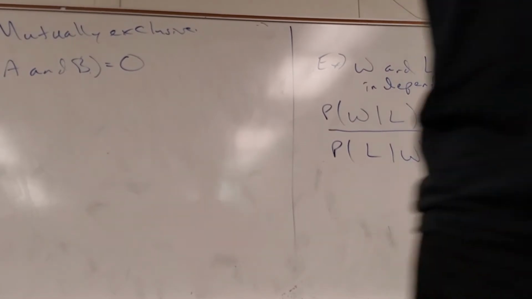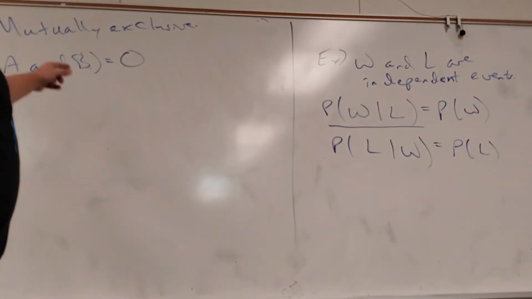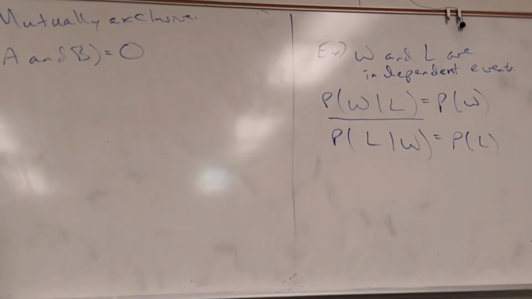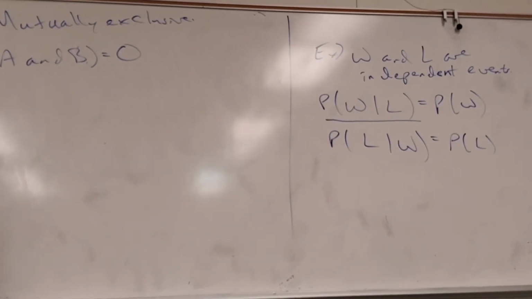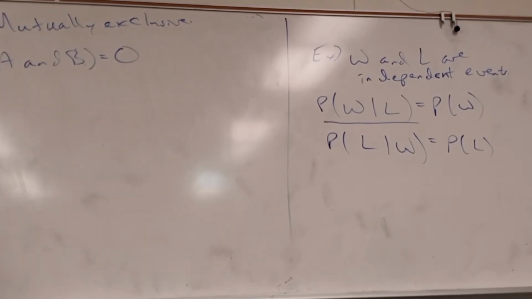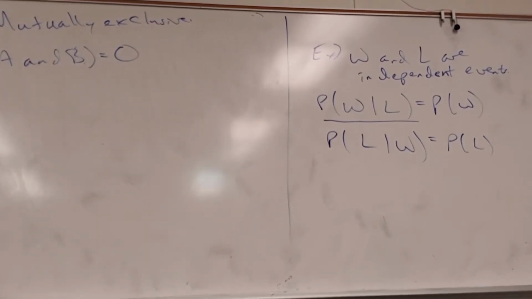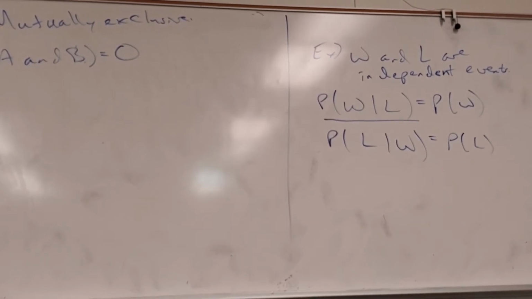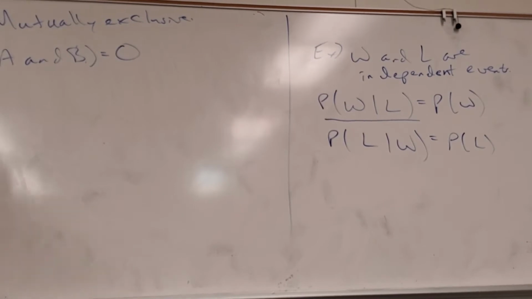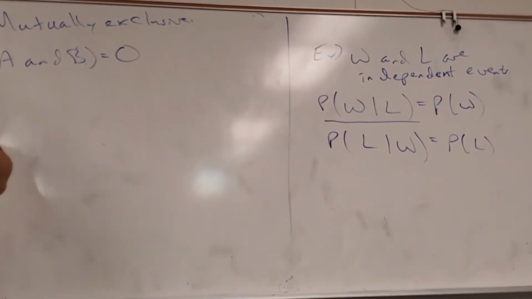So if you see a problem where the first sentence says this and this are mutually exclusive, you stop and you write this down. And then whatever question they ask you, you can use this to help you answer it. Okay, is that cool?